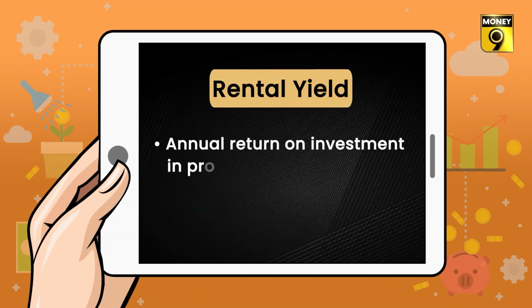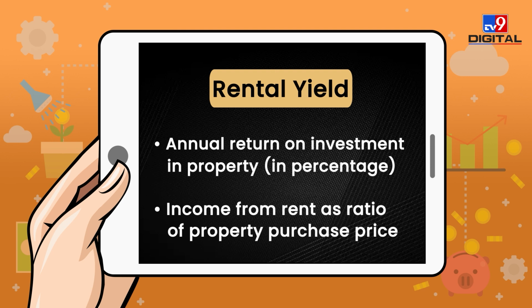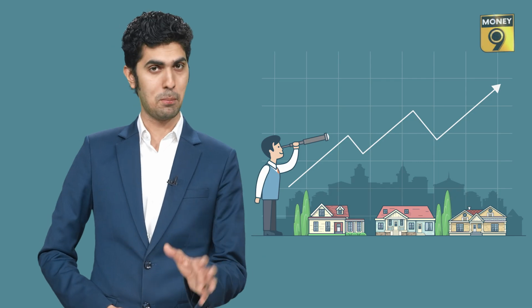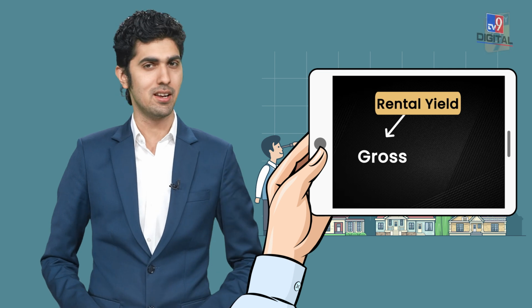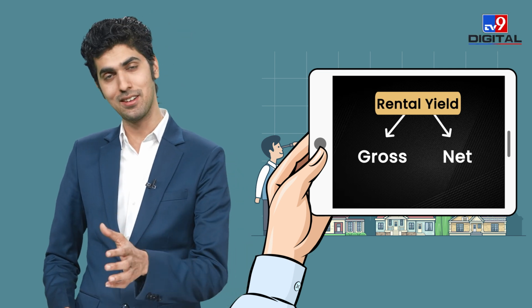Rental yield is the annual return on investment in a property. It is expressed as a percentage. It indicates how much rental income you can get on a property compared to its purchase price. Simply put, rental yield shows the income from rent on investment in a property. It's an indicator of the property's performance. There are two types of rental yield: gross and net rental yield.